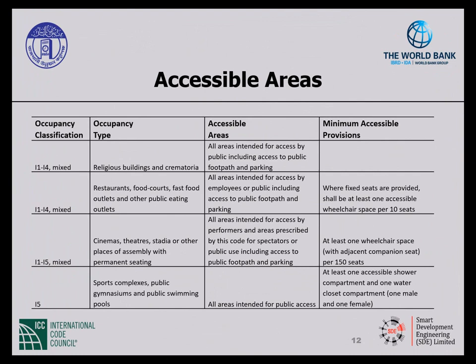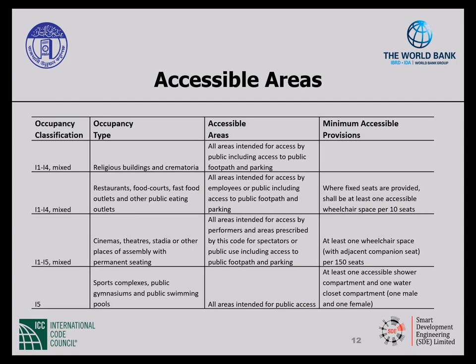In religious buildings and crematoria, all areas intended for access by people, including access to public footpath and parking, shall be accessible. In restaurants, food courts, fast food outlets, and other public eating outlets, all areas intended for access by employees or public, including access to public footpaths and parking, shall be accessible. And where fixed seats are provided, there shall be at least one accessible wheelchair space per 10 seats.